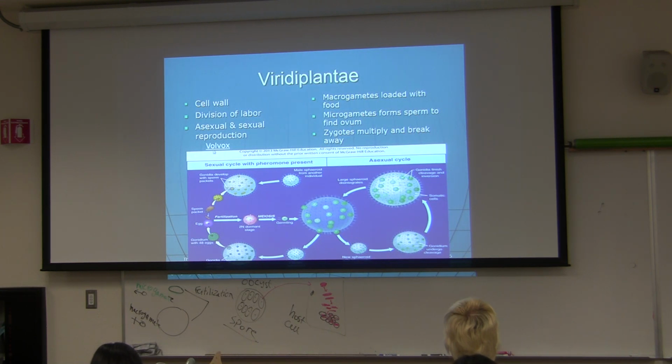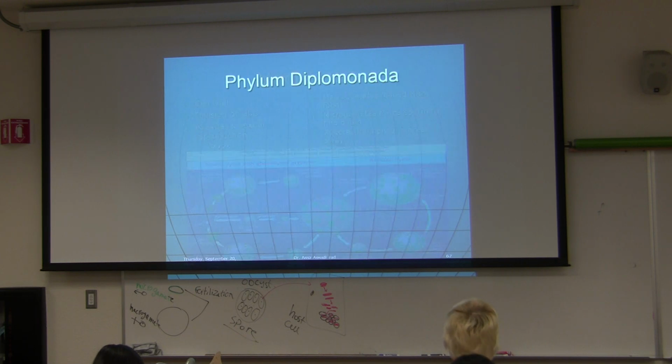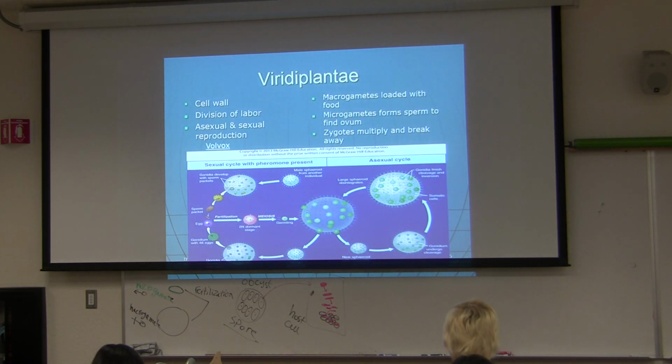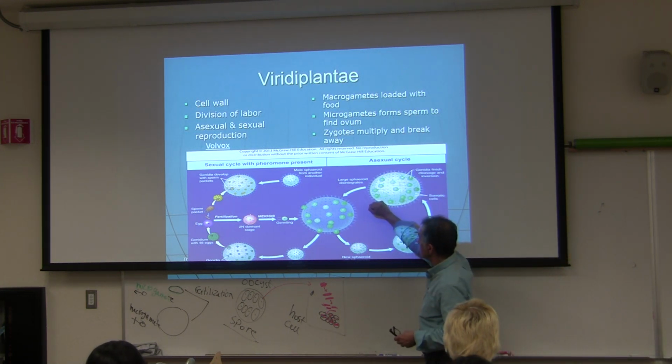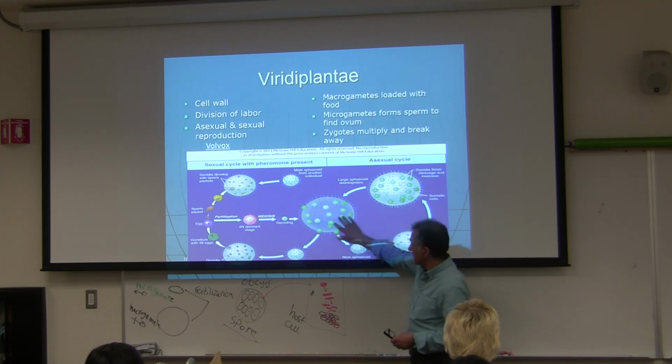Okay, and then reproduction of Volvox: microgametes, zygotes multiply and break over. That was phylum Viridiplantae. The next is Volvox. Under the microscope, the little tiny ones are really going to be spheroids, is what they are. They're not a Volvox colony. Okay, I looked at your slides this morning.